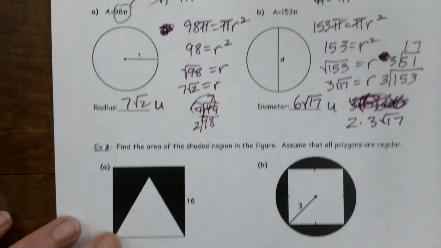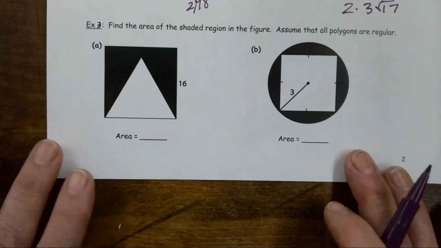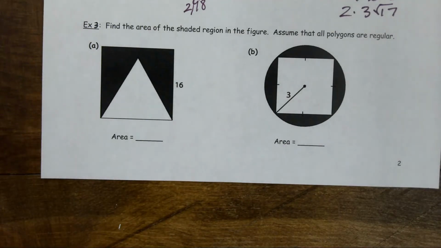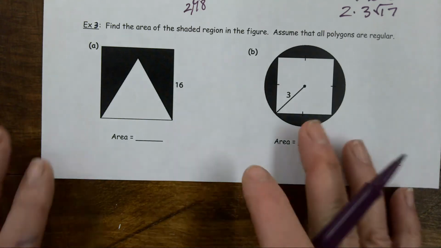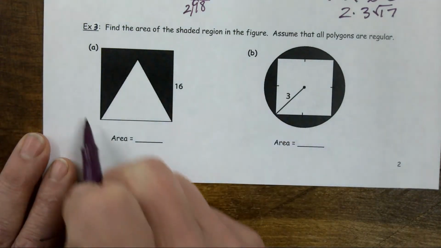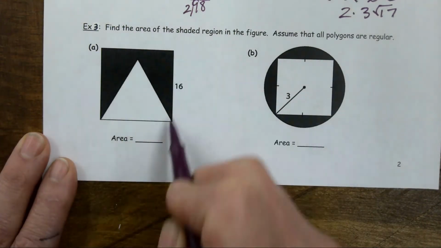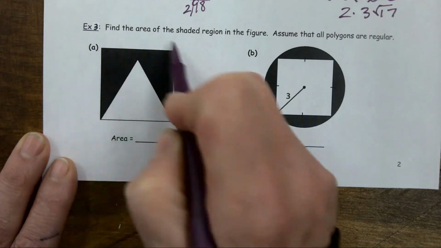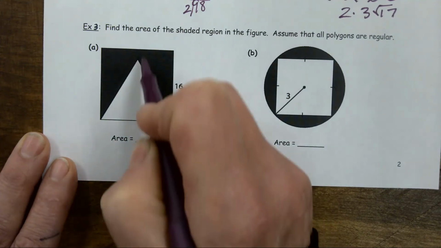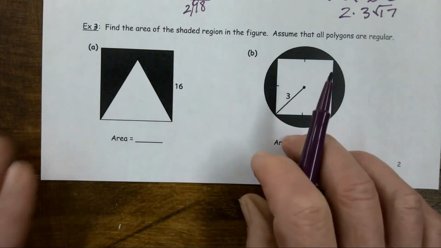We need to find the area of the shaded region, and our shaded region is going to involve circles and other shapes. So when I think about finding the area here, what I want to do is figure out the area of the exterior and remove the piece on the inside.